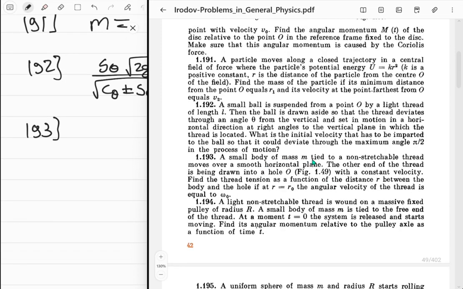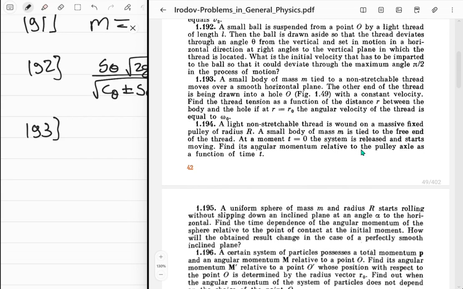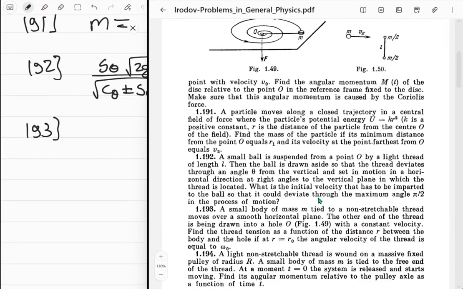Okay, a small body of mass m tied to a non-stretched string moves over a smooth horizontal plane. The other side of the thread is being drawn. So figure 1.49. Where is it? Oh, this is 1.49. Fine.